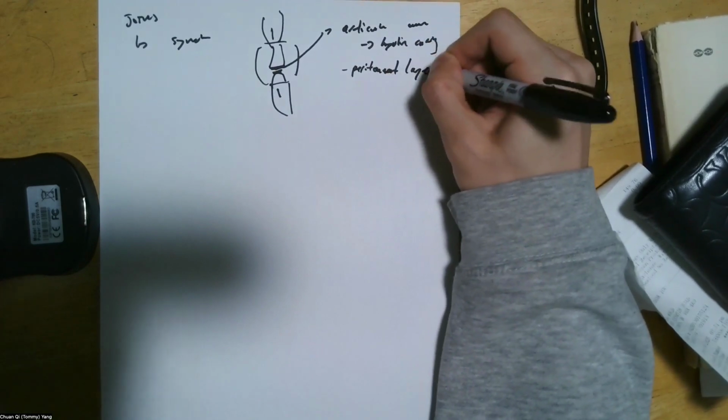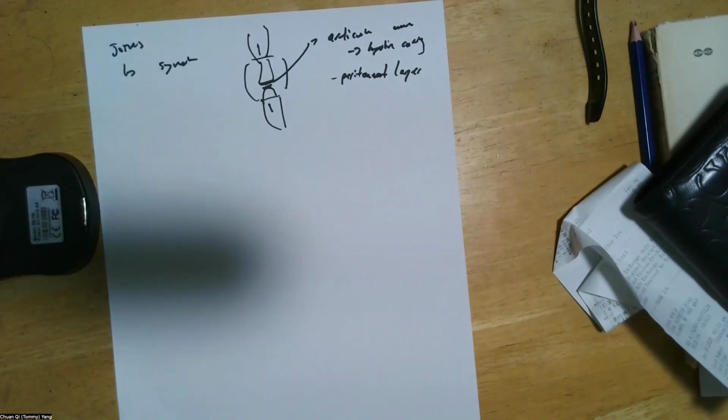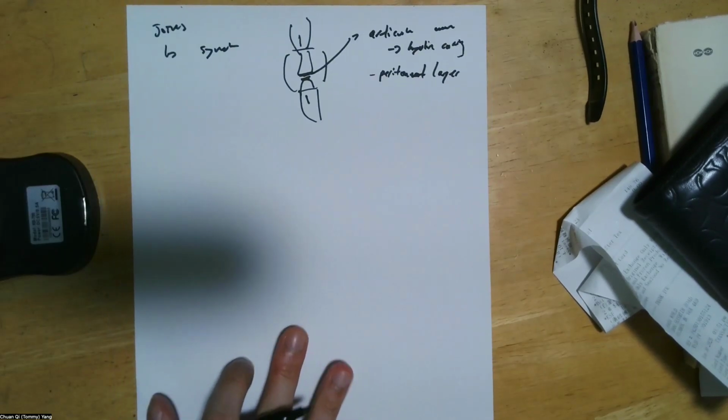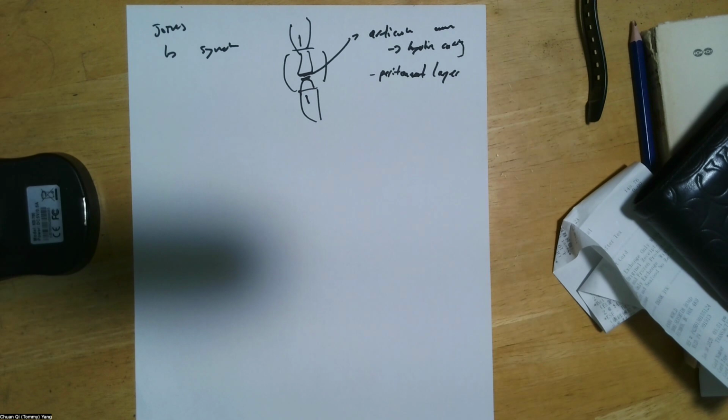Peritoneal layer, a peritoneal layer, not peritoneum. Because it has no peritoneal layer, it's allowed to be very flexible, but it also can't repair itself. Now you can think about the implications of this.